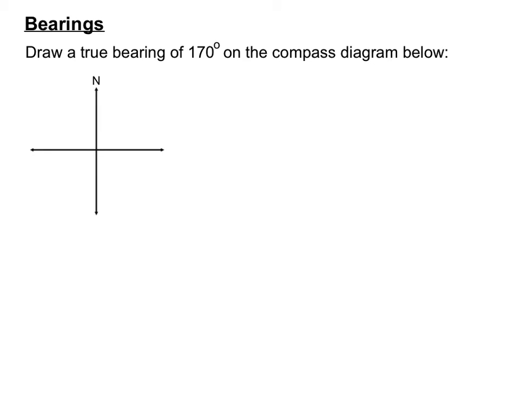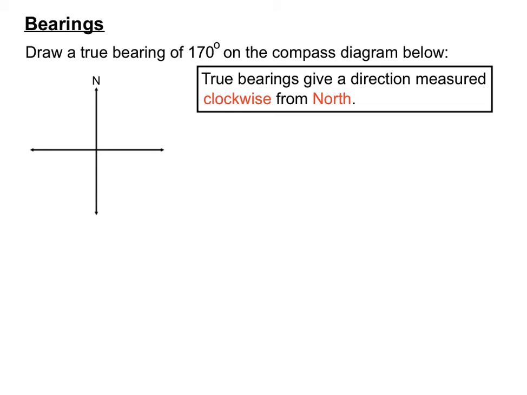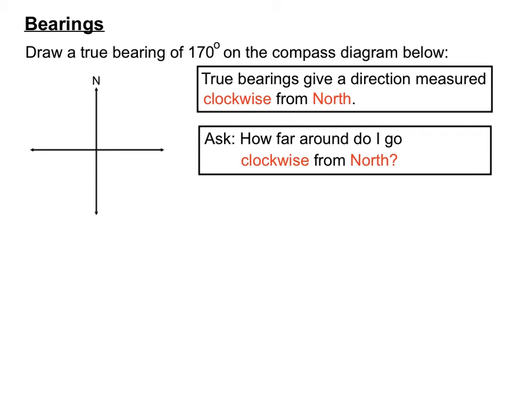Okay, now this one asks us to draw the true bearing. The previous ones gave us the direction, and here we've got to draw the true bearing of 170 degrees, clockwise from north. How far around do I go clockwise from north to illustrate a bearing of 170 degrees? Now, one big guide here is that straight down, if we go around to the right, the clockwise direction, to get right down to south here, that would be a bearing of 180 degrees. So we would be expecting our directional arrow to be just short of 180 degrees. We'll use that as a bit of a guide here.